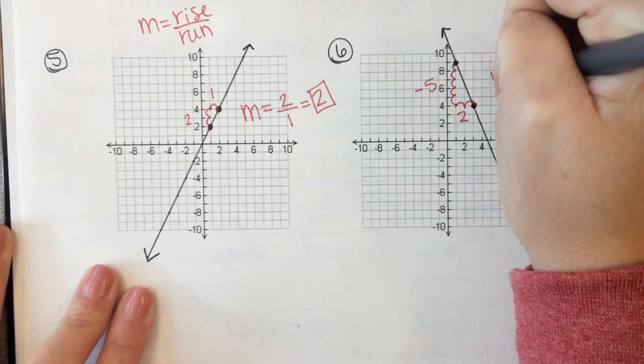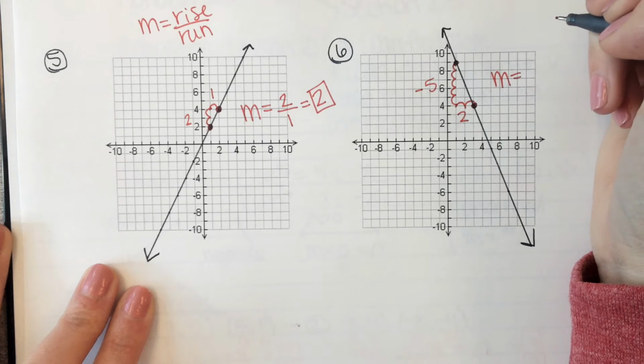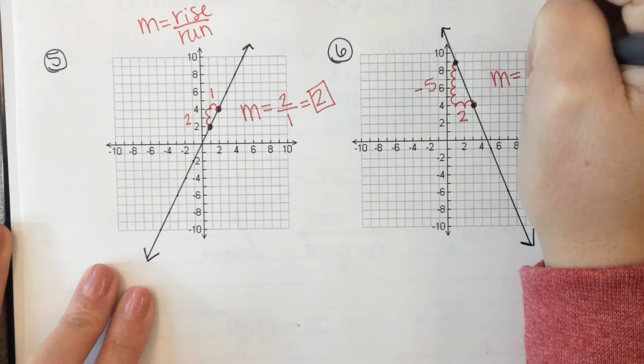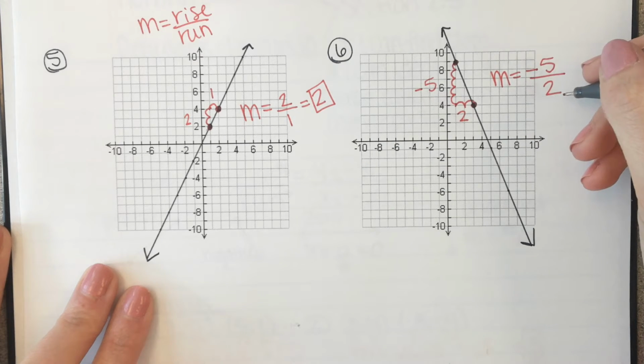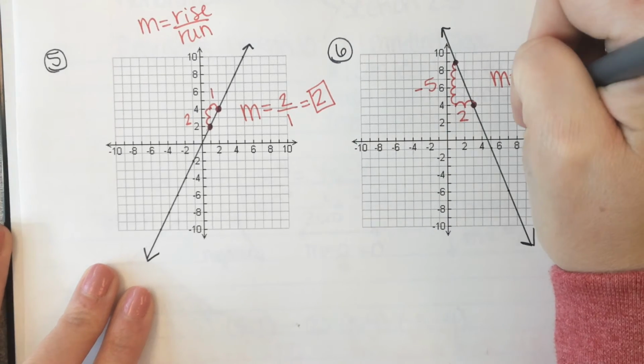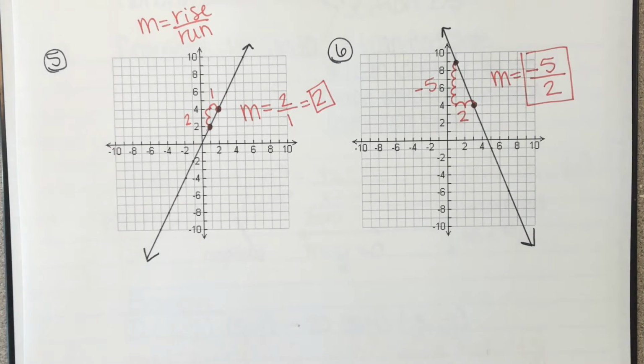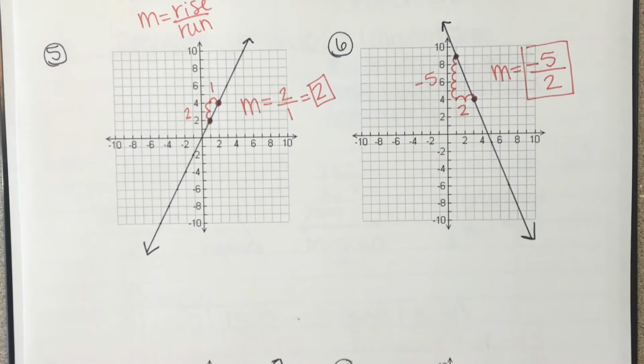So M equals the rise over the run. So what's my rise? Negative 5. What's my run? 2. Does that simplify? No. So negative 5/2 is our slope.